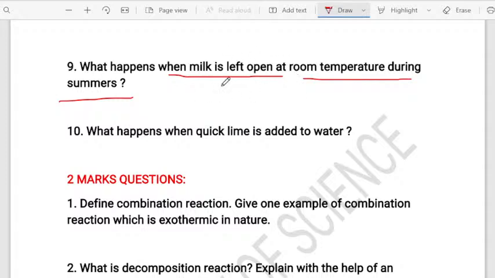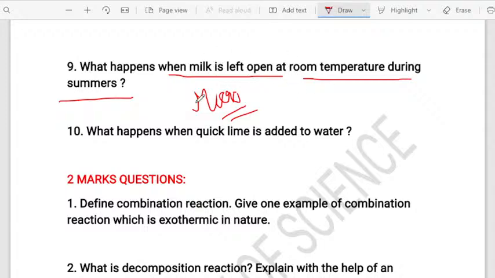See, when milk is left open at room temperature during summer, this milk will undergo oxidation. As a result, microbes develop. There is microbial activity. Because microbes develop, the smell and the taste of this milk will change. That is what forms curd. Milk is now changing into curd.